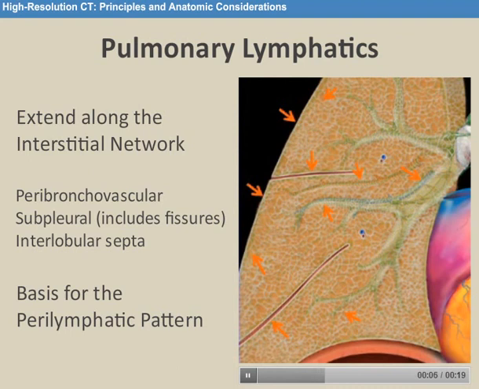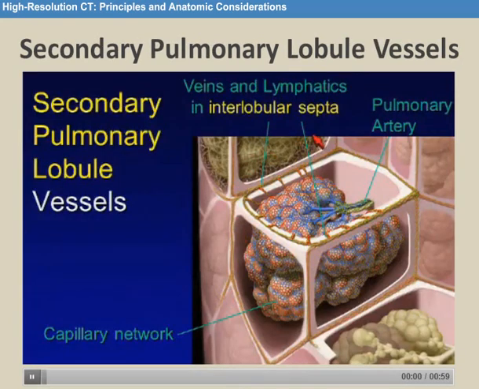They extend along the peribronchial vascular structures. They are found in the subpleural region, including the interlobar fissures and the interlobular septa. And this will form the basis for the perilymphatic pattern, which we'll cover in just a few moments. And now back to our illustration of the secondary pulmonary lobule.